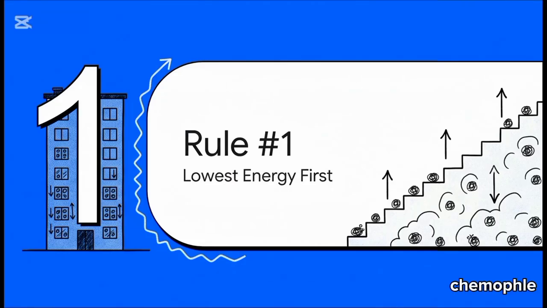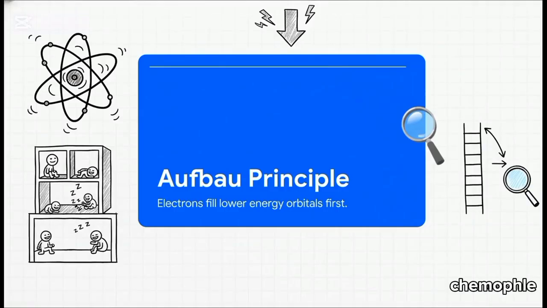Okay, our first rule is the most fundamental one. It's all about saving energy. In our little apartment building analogy, this is super simple. You fill up the apartments on the ground floor before you start moving anyone into the penthouse suites. Now, the official sciencey name for this is the Aufbau Principle. But all it really says is that electrons are, well, kind of lazy. They will always take the spot or orbital that has the lowest possible energy before they even think about moving to a higher energy one.